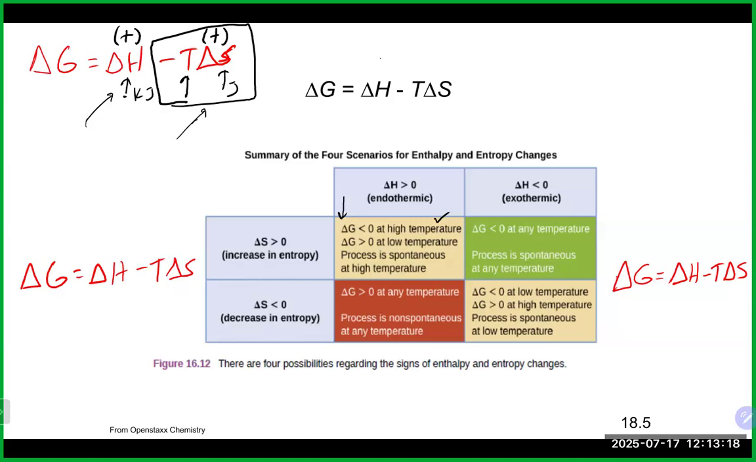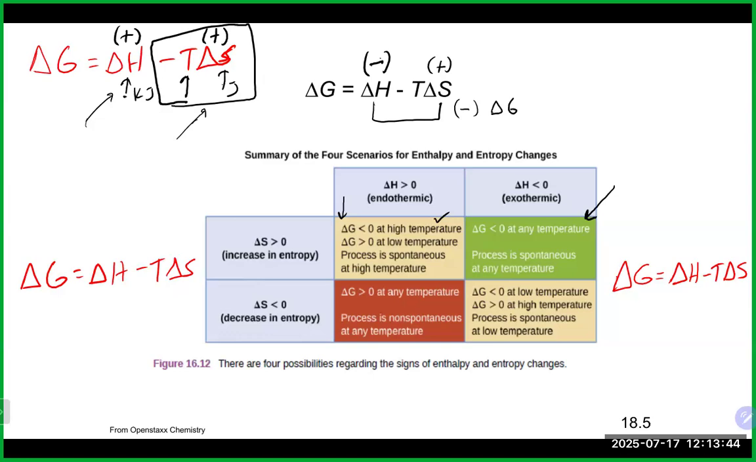Now, if we look at this box over here, that is an exothermic reaction, which means my delta H is negative, and my entropy still increases, which is positive. In this situation, temperature is always going to be a positive number. No matter what you do, you will always have a negative number, so you will always hit a negative delta G for that.